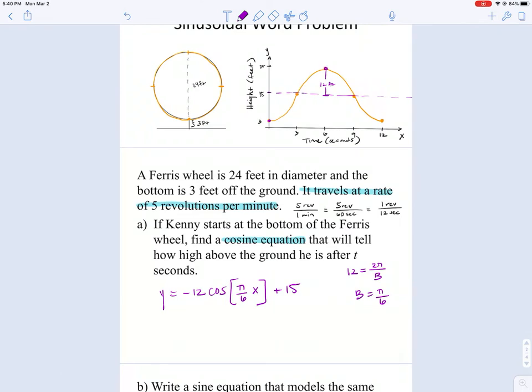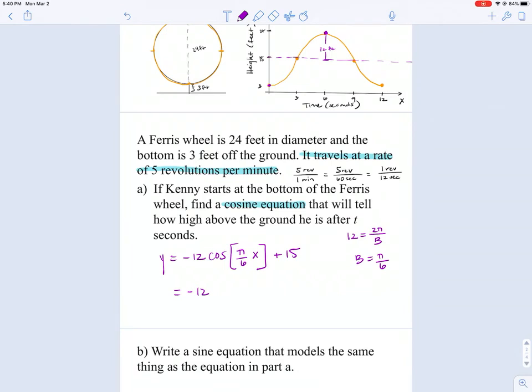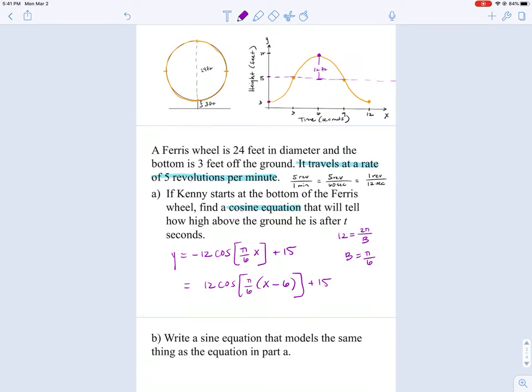Like, let's say we wanted to think of the point 6, 27 as being the point that has been shifted from the parent function. Remember, for the parent function, when x is equal to 0, y is equal to 1. So if we think about that point having been shifted, it would be shifted to the right 6 units. So we could write y equals negative 12 times cosine of pi over 6, and then x minus 6. Oh, I'm sorry, it's a high point, so we don't need to think about there being a vertical reflection. So 12 times cosine of pi over 6 times x minus 6, and then don't forget the vertical shift, plus 15. Okay, so you just pick a high or low point to find your cosine equation.